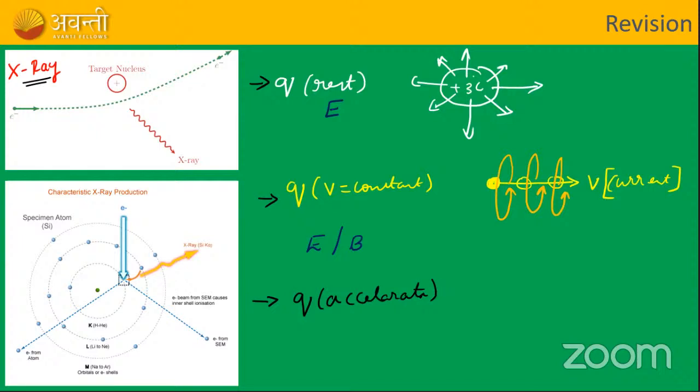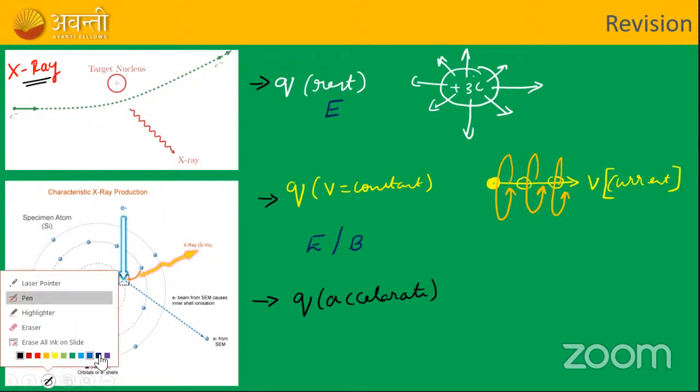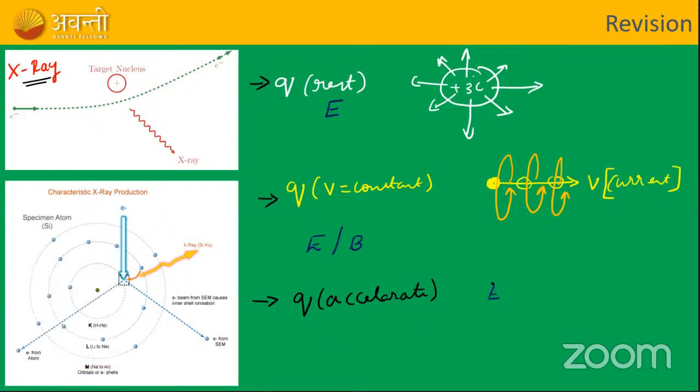And whenever this charged particle is accelerating, we get all kinds of things. One, there is a charge, so there is electric field. It is moving, so there is magnetic field. And since it is accelerating, it is going to emit a photon. It's going to emit radiation also.